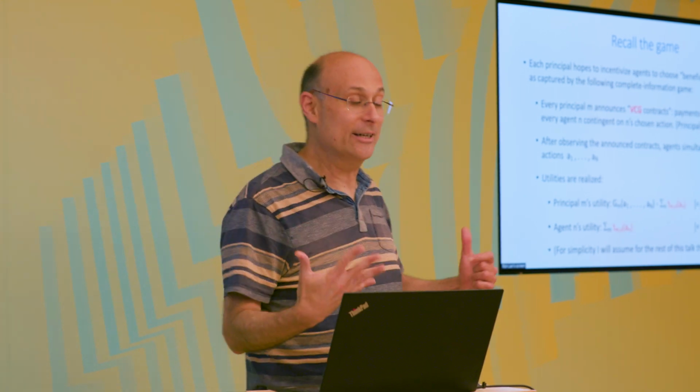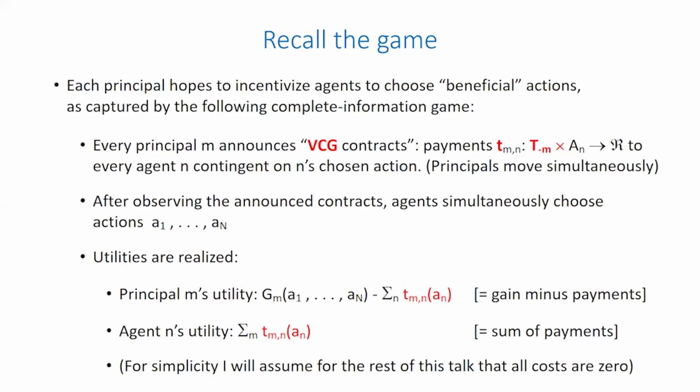Right, and I'm going to change that to what we call VCG contracts, where we don't have these Bs. We have more general payments that depend on the action, but also depend on the other contracts in a very specific way that I will mention soon. The utilities are not the bids, but the payments, minus with the principals, plus with the agents.